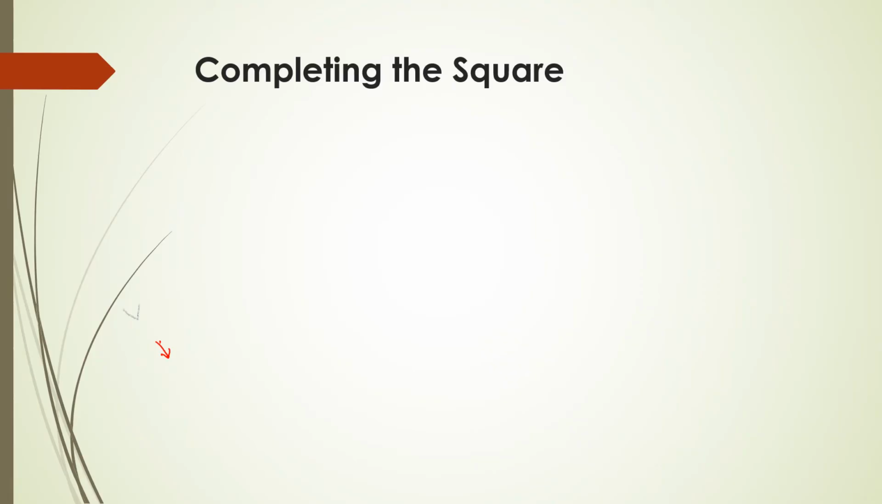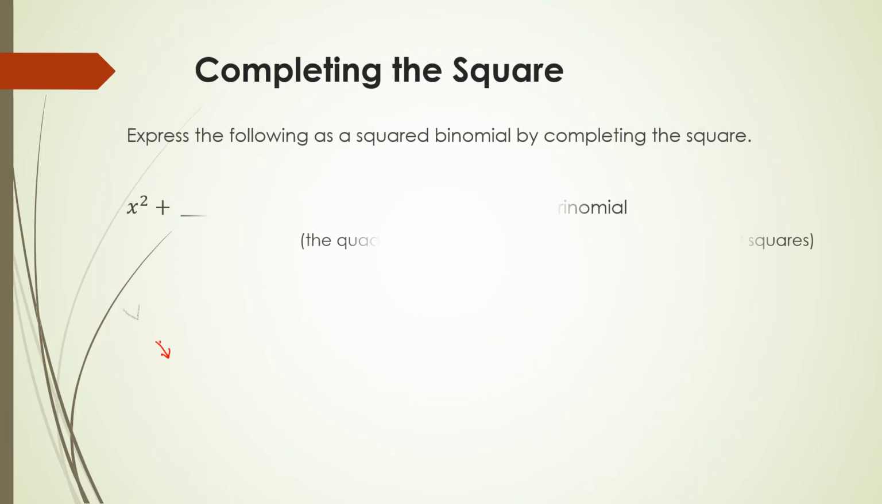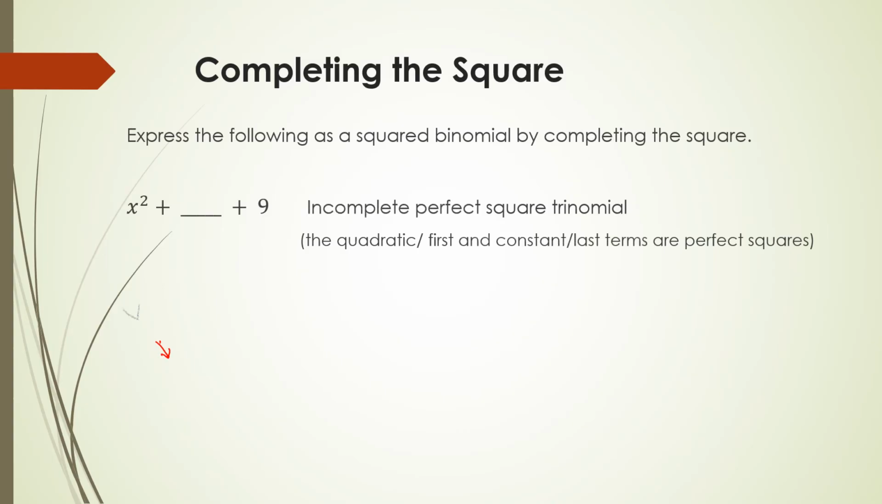Okay, in solving the completing the square, we need to recall how to get the square of trinomial to become square of binomial. Or the square of binomial becoming perfect square trinomial. So, in this given, you have x squared plus blank plus 9. So, given that you have an incomplete perfect square trinomial, let us recall that this x squared is what we call our quadratic term. Okay? Now, what is missing here is the linear term. And you have 9 here, which is our constant term.